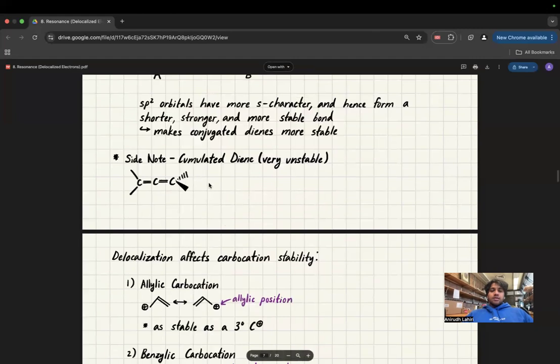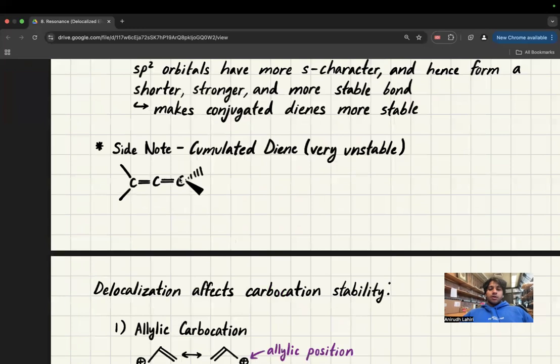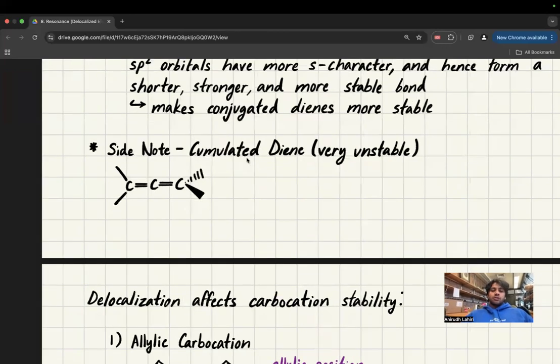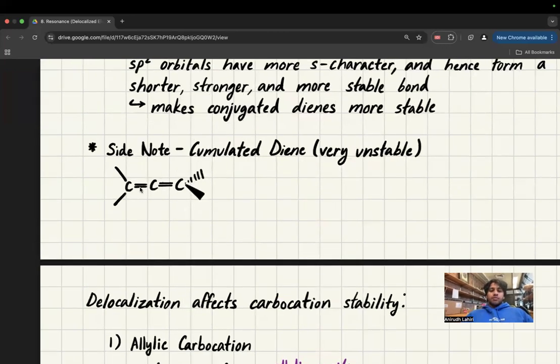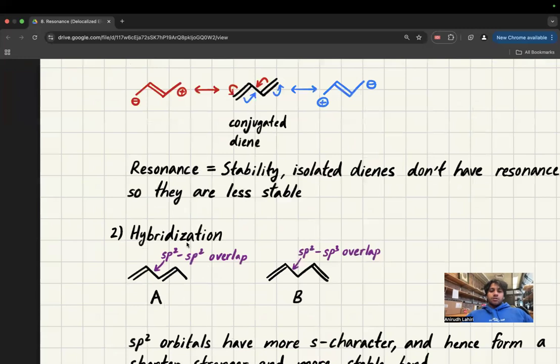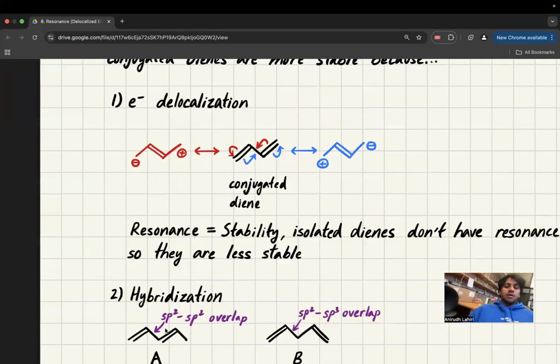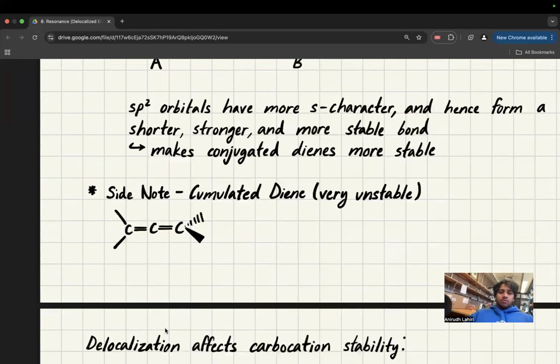This structure doesn't happen. It's something called an accumulated diene, when you have a double bond next to a double bond. It's very, very unstable. You get something called locking out of the plane when you have this. In reality, this is perpendicular, I think. Again, you don't need to know that. You should know that accumulated dienes, where you have a double bond right next to a double bond, as opposed to separated by one carbon, are very unstable.